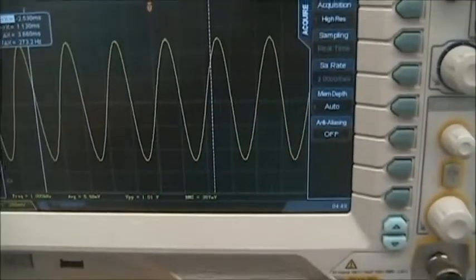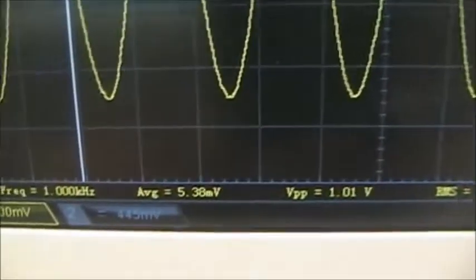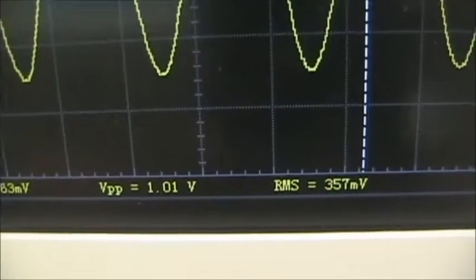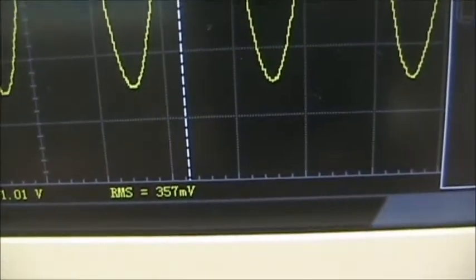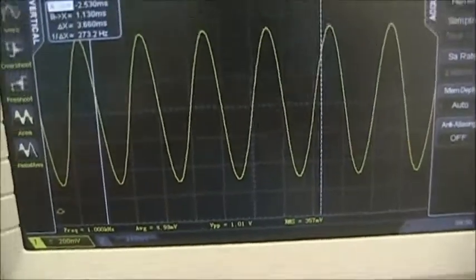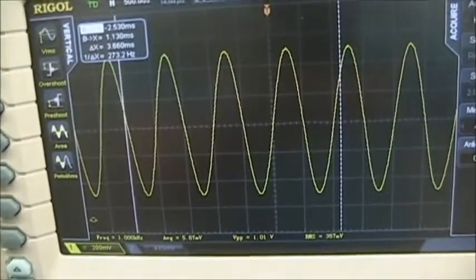Keep the frequency to be 1 kilohertz. If we return to the sine value, you can see that I have recorded the frequency, the average value, the peak-to-peak value, and the RMS value. So you will need to record those 4 values for every waveform. We'll start out with a sine wave.